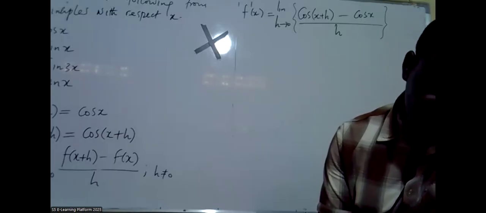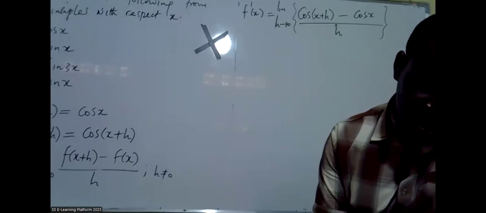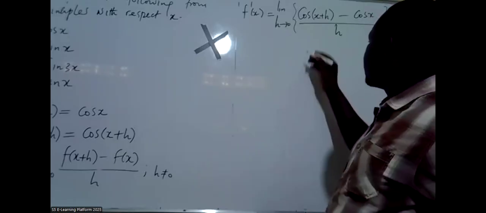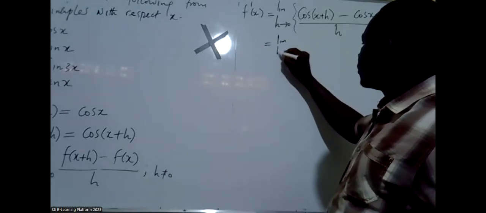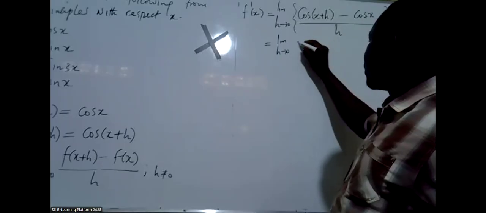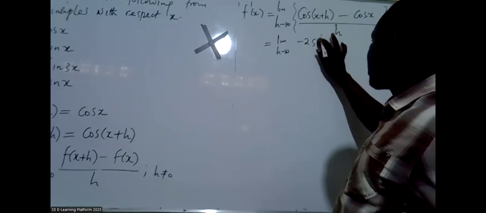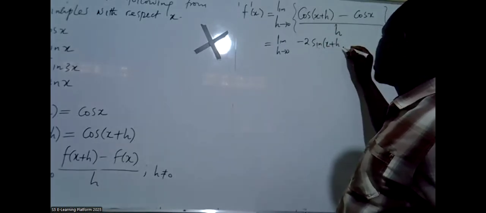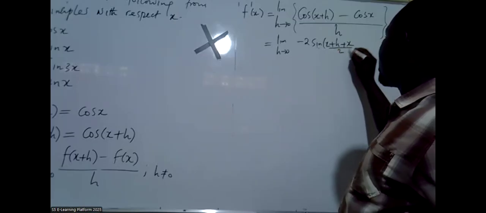We get negative for the numerator: negative 2 sine of (x plus h plus x) divided by 2, divided by 2.